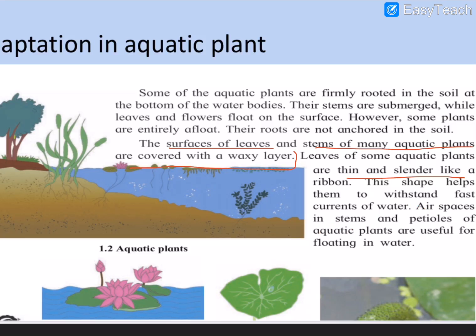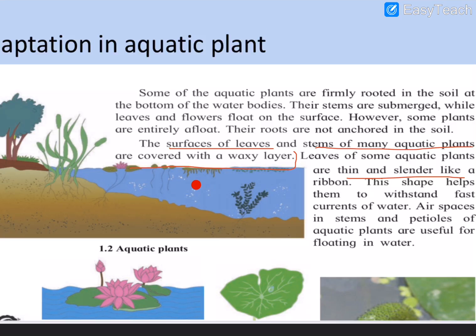Air spaces in the stems and petioles of aquatic plants are useful for floating in water. Air spaces means that when we cut the stem of an aquatic plant, you can see holes, empty spaces in the stem. So these empty air spaces in stems are useful for floating in water.